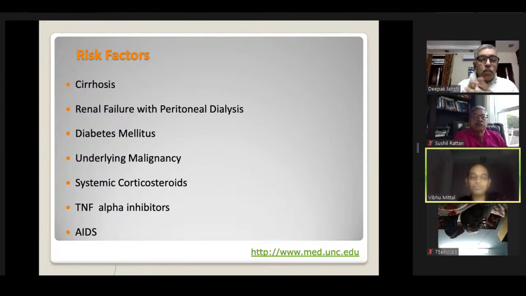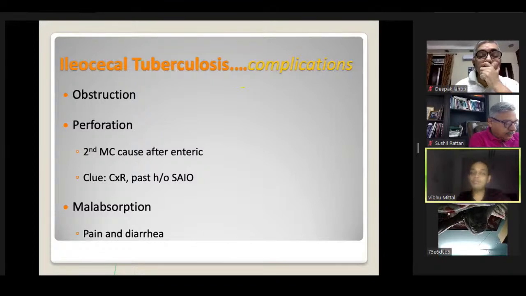Then a very important new addition to this is IBD and usage of TNF alpha inhibitors. Complications include obstruction, perforation and malabsorption. Now, when I say perforation, peptic ulcer is more or less out now, and the clue that even in an acute presentation this might be a tubercular perforation would be an X-ray and past history of subacute intestinal obstruction, unlike typhoid, which would be totally acute. Malabsorption is again a common finding, especially in chronic presentation, where you would have clinical evidence of malabsorption.